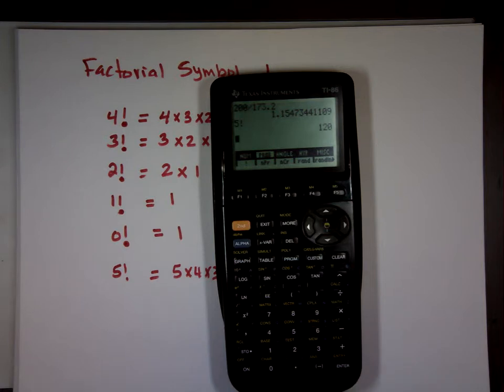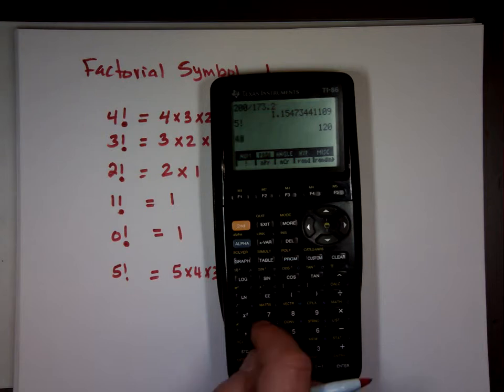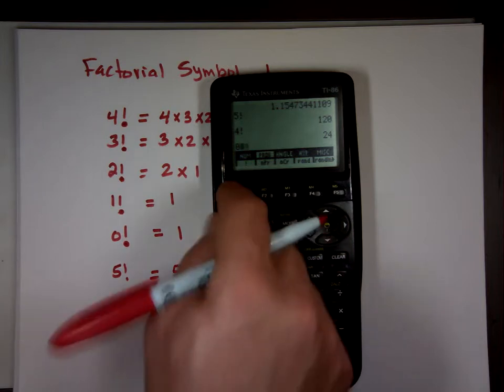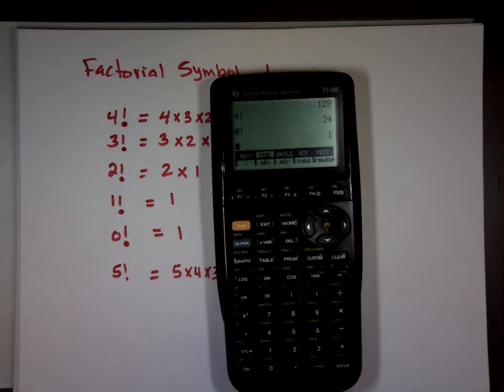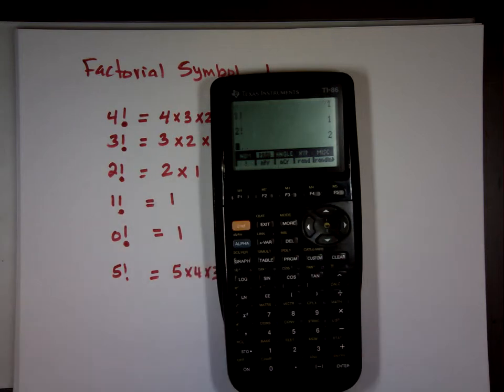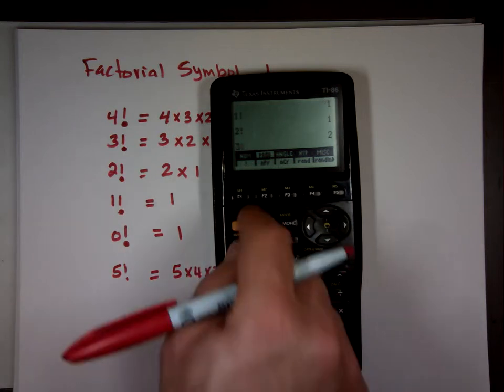It's 120. 4 factorial is 24. 0 factorial is 1. 1 factorial is 1. 2 factorial is 2. 3 factorial is 6.